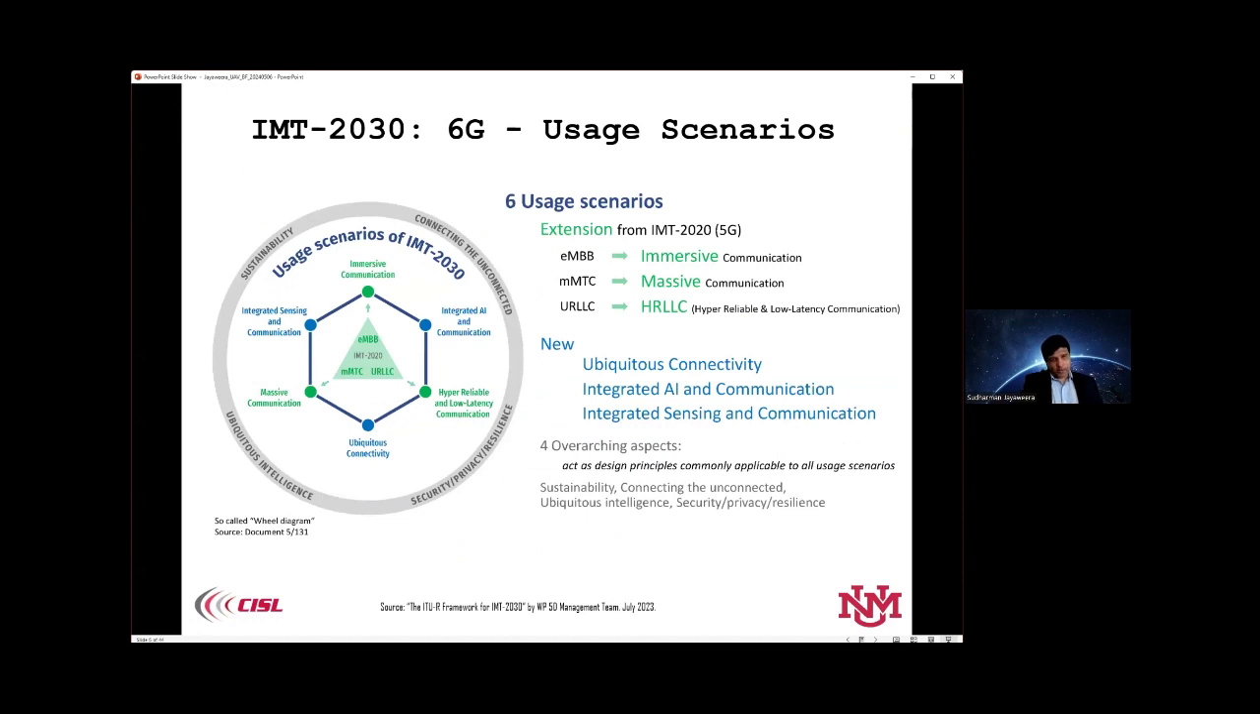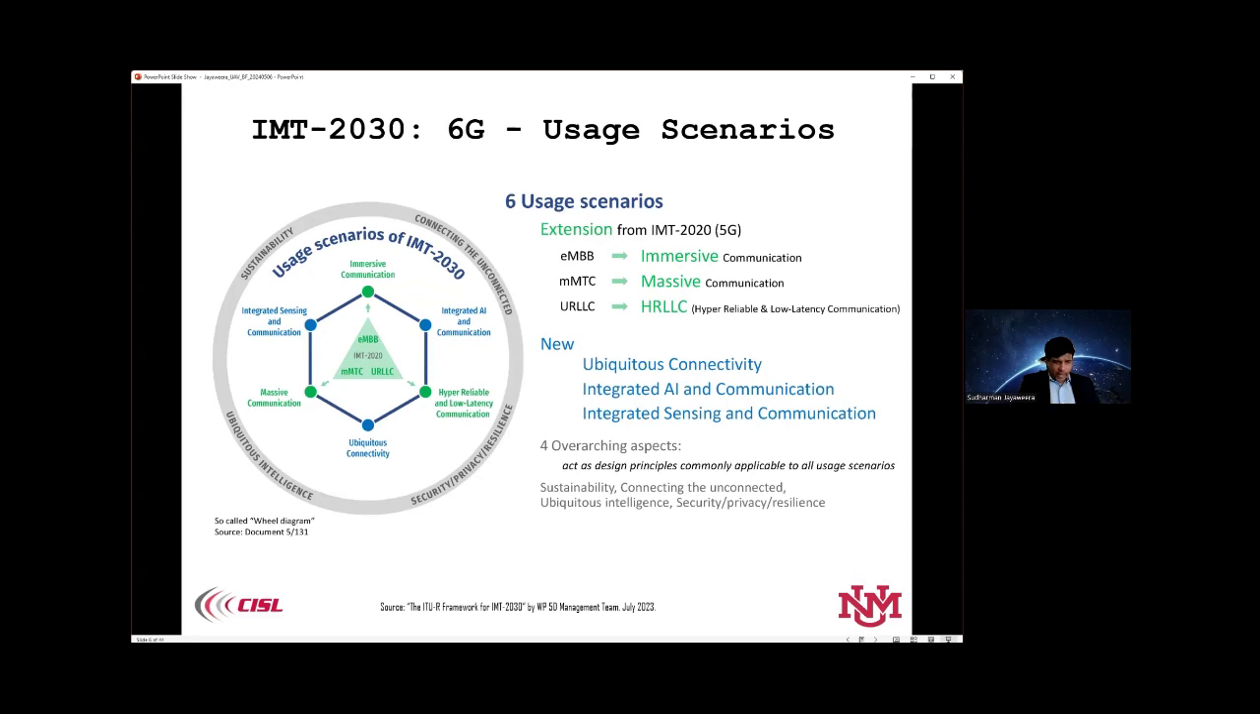Now, as I mentioned, with 5G already under deployment, the ITU, which is responsible for the 3GPP specifications, has already started the standardization of the next generation, which is 6G or IMT-2030. IMT-2030 introduced six usage scenarios compared to the earlier three usage scenarios considered in 5G: the enhanced mobile broadband, the massive machine-type communication, and the URLLC, or ultra-reliable low-latency communication.